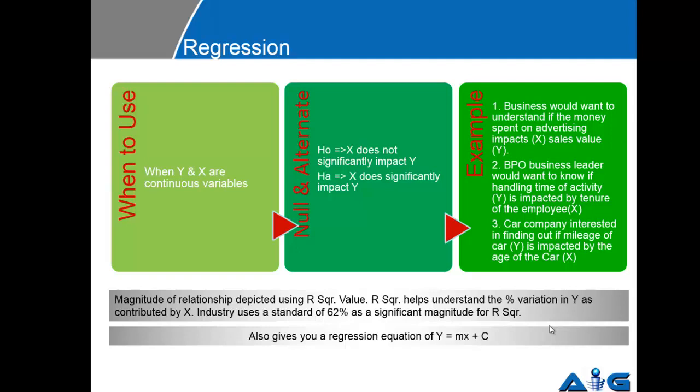Please remember, if you remember the correlation test that I was talking to you about, I said in a correlation test, the null said variables are not related to each other. Here we are saying the factor impacts my y. The same examples of impact of advertisement on sales, impact of tenure on handling time, impact of age on mileage, etc. could be the examples for a regression test.